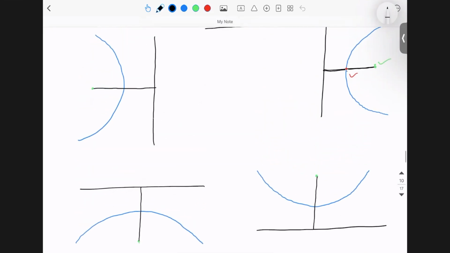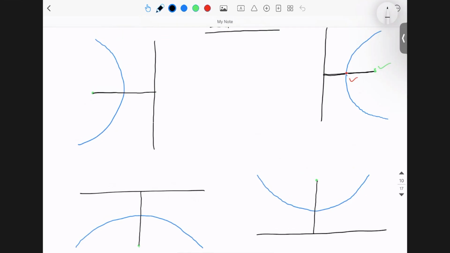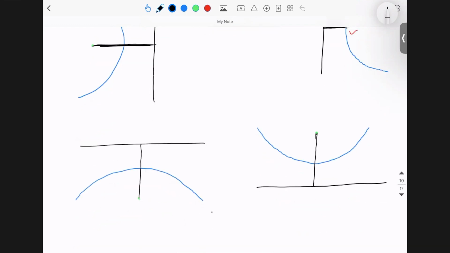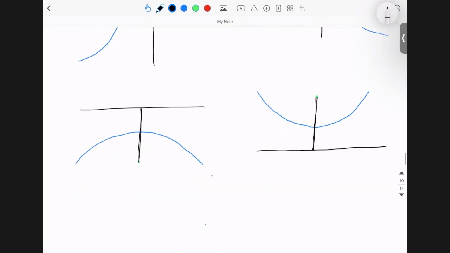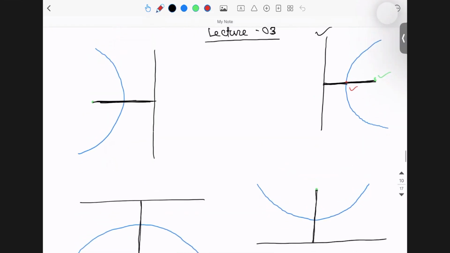You can see that in this case the axis is parallel to the x-axis. Here also the axis is parallel to the x-axis. Here the axis is parallel to the y-axis. Here also the axis is parallel to the y-axis. Fine. And we will focus on these cases only. In these cases, I want an extra condition, that is, this red point will be the origin. This red point will be the origin.